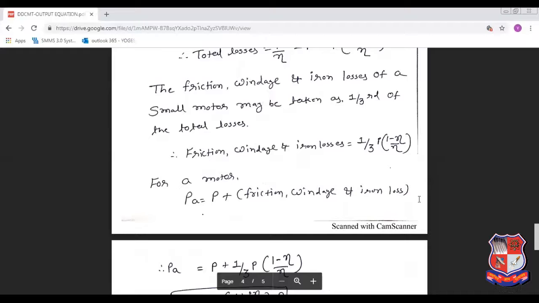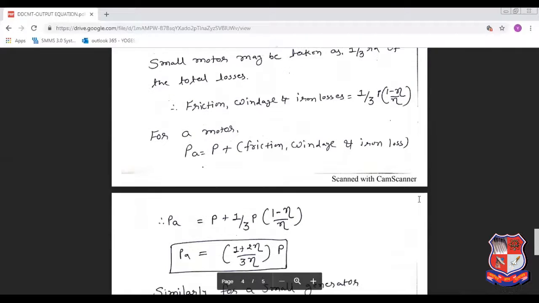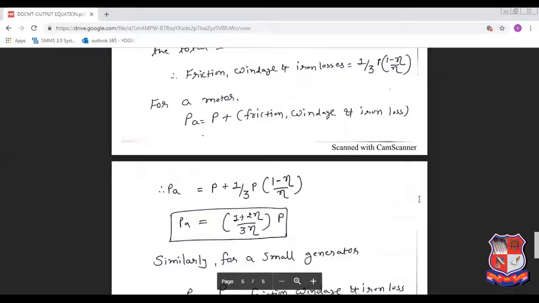Let's take the first case of a motor. For a motor, power developed by the armature PA is equal to P plus friction, windage and iron losses. Put the value of friction, windage and iron loss in the equation. So PA is equal to P plus 1 by 3 P into 1 minus efficiency upon efficiency. Now simplify the equation, we get power developed by the armature PA equal to in the bracket 1 plus 2 efficiency divided by 3 efficiency into P.